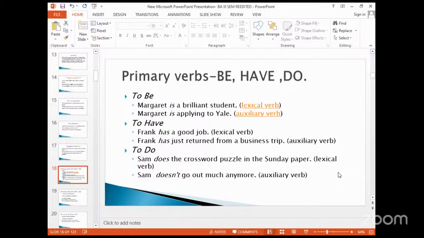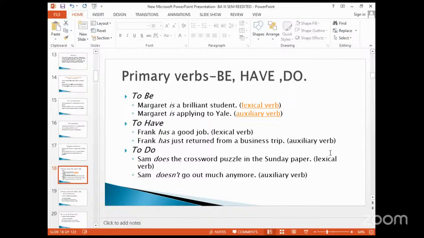Now, as we have just read, the primary verb we have is do. Now, this is just showing you how it is being used as a lexical verb or an auxiliary verb, right? If you look at it, the first sentence is a lexical verb. The next one is an auxiliary verb. For example, Margaret is a brilliant student. Margaret is applying to Yale. Okay, this is an auxiliary verb.